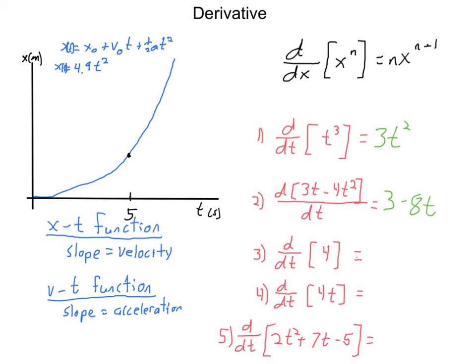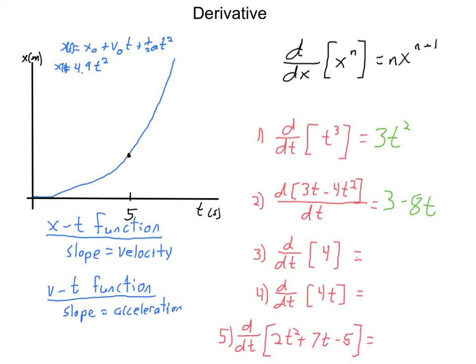Let me go back and point out something here. Whenever this has an imaginary 1, 1 times 3 is 3, and this imaginary 1 minus 1 is 0, so t to the 0 is 1. That's why that t disappeared. Just want to go back and re-emphasize that.